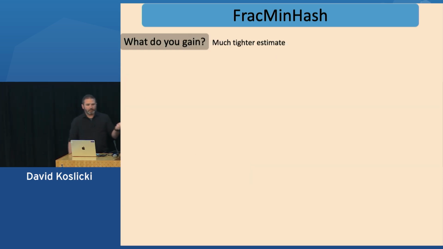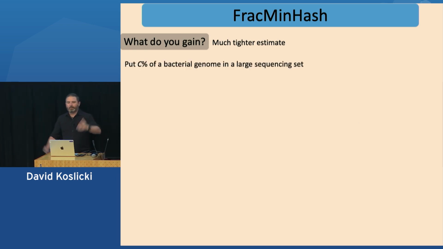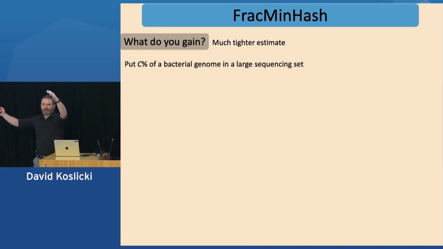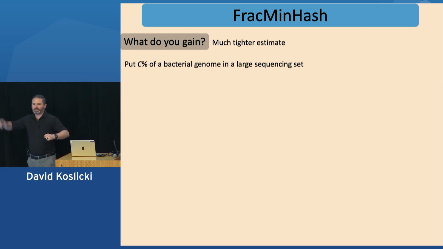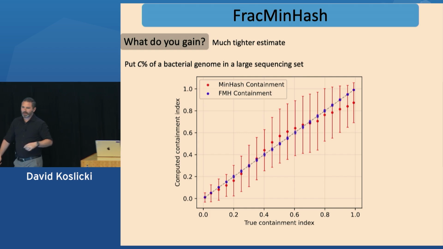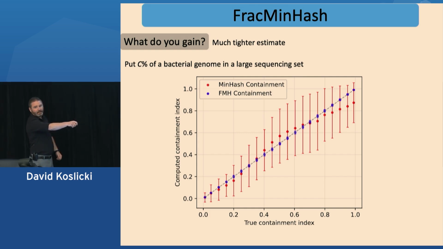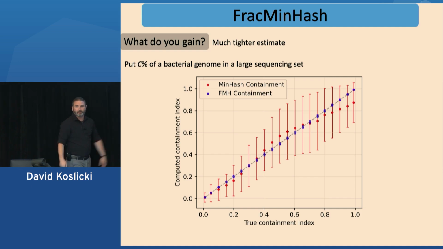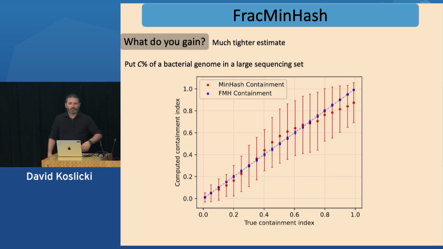So what does this get you in comparison to MinHash? A much tighter estimate. So take a big sequencing set, take a genome, put C fraction of that genome into your sequencing set, use MinHash, use FracMinHash to try to recover that C percentage of the genome in the big sequencing set, and you get a picture like this. On the x-axis is what the true containment index is, how much that genome was in your big sequencing set, and over here is the computed one. And you can see that the MinHash estimate has pretty wide variance in comparison to the FracMinHash, which is much closer, even though they both have the same expected value. Great, so with unbalanced set sizes, FracMinHash is good.